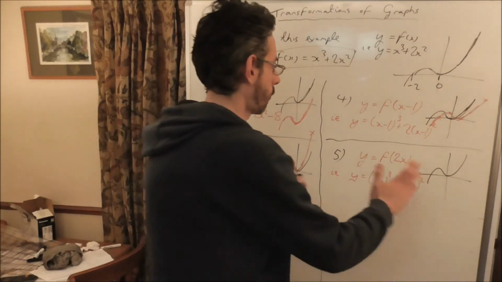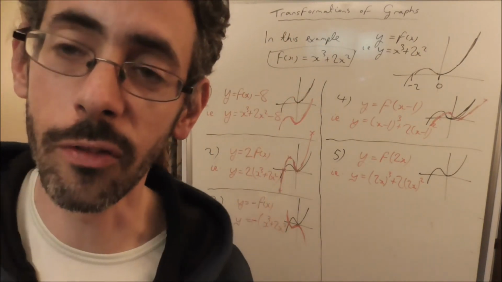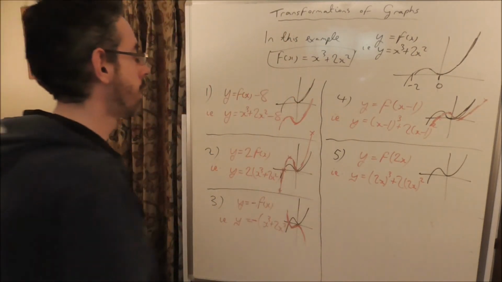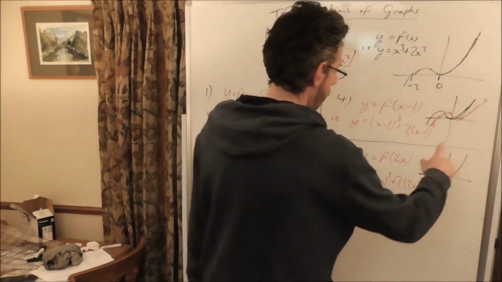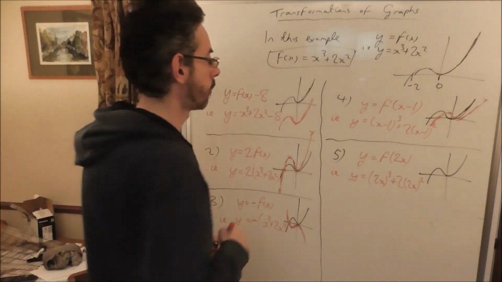But it actually squashes the graph by a scale factor of 2. Remember, with horizontal transformations, it's usually the opposite of what you'd expect. So it actually squashes it closer to the y-axis. All the points end up twice as close to the y-axis as they were originally.